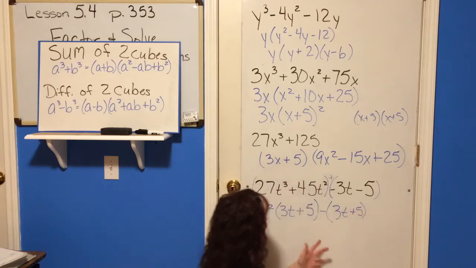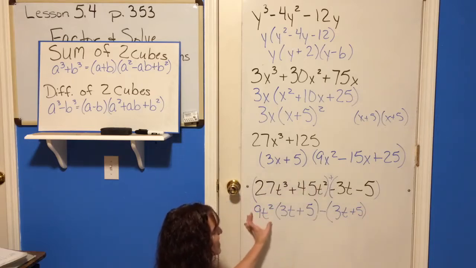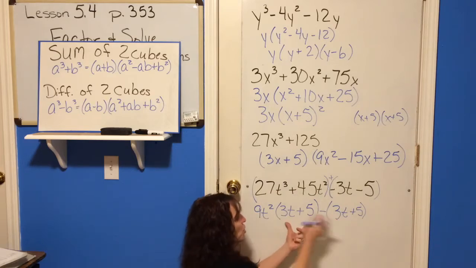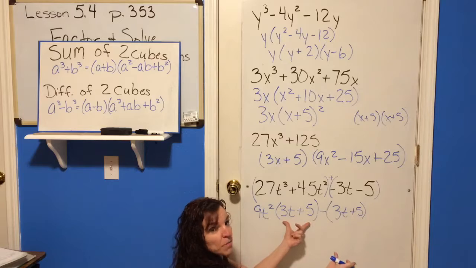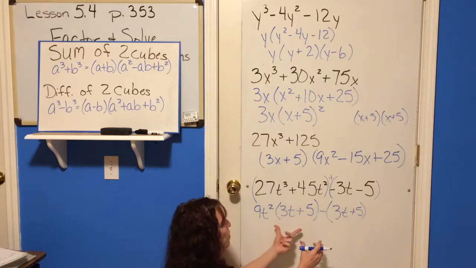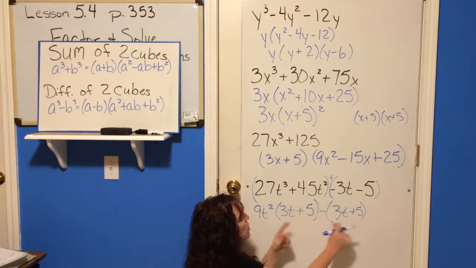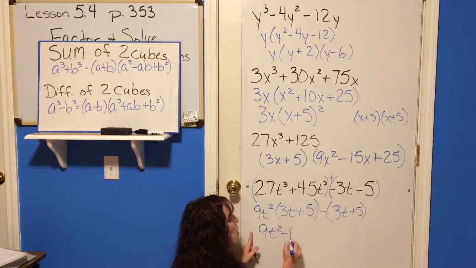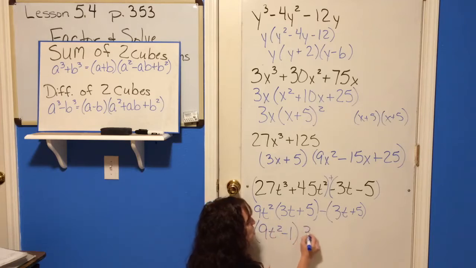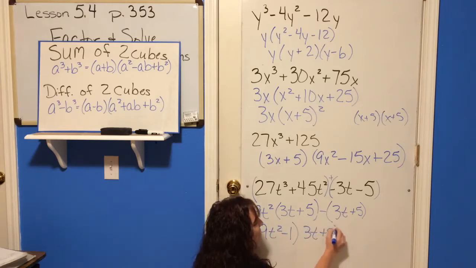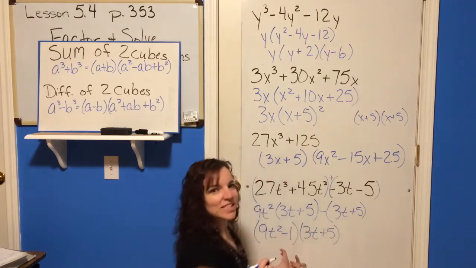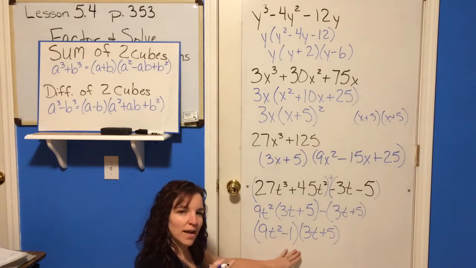The reason that's helpful is now both my 9t squared and my negative 1 are multiplied by the same thing. So it's like they're distributed out. So we can undistribute them and say, well, if both of these are multiplied by both of these, let's just call it 9t squared minus 1 times this 3t plus 5. All right? So that probably is the first time you've seen something like that. So if you need to go back and look at it again, do that. Do a couple of the guided practices.